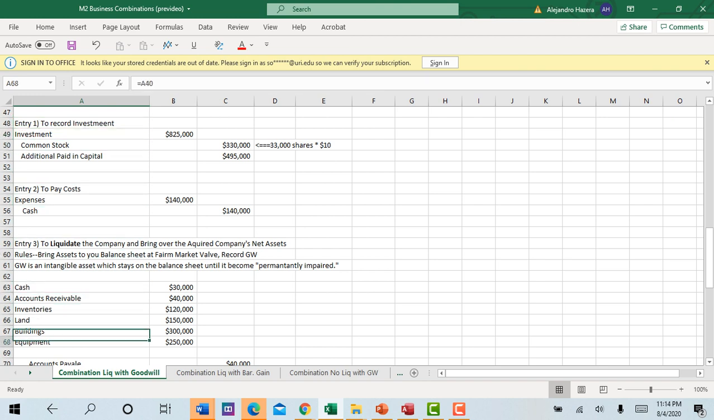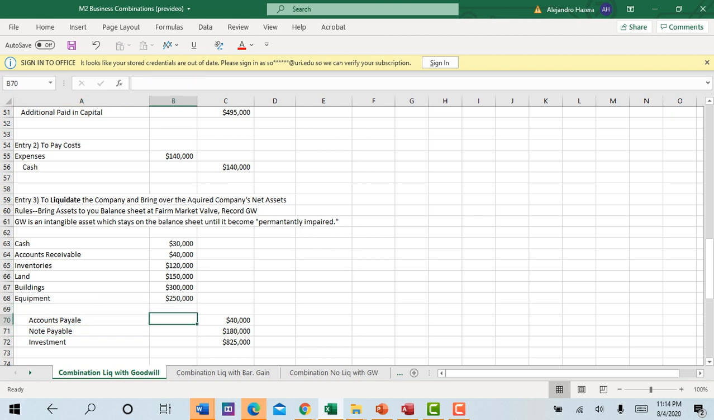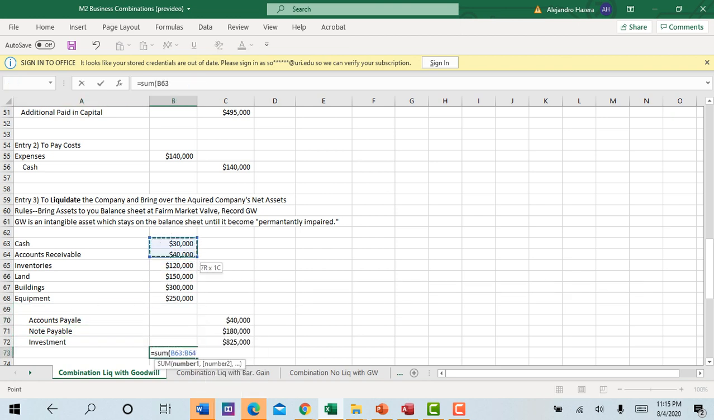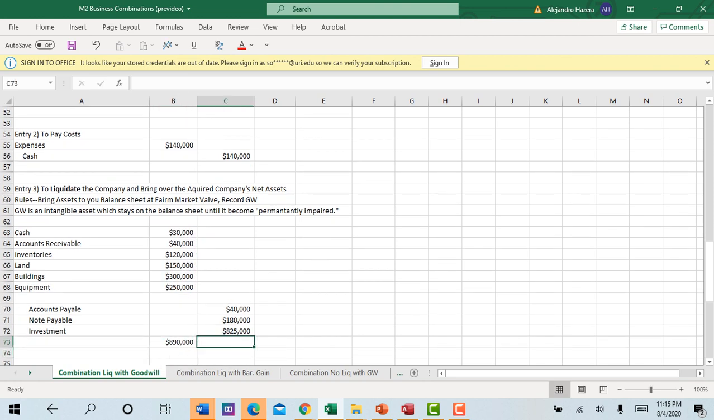But since I'm liquidating, I have to throw the stock away. Now, if we add these up, we're going to get 890 on that side. And if we add these up, we're going to get 1045 on that side. The thing that's missing is, in fact, the goodwill.